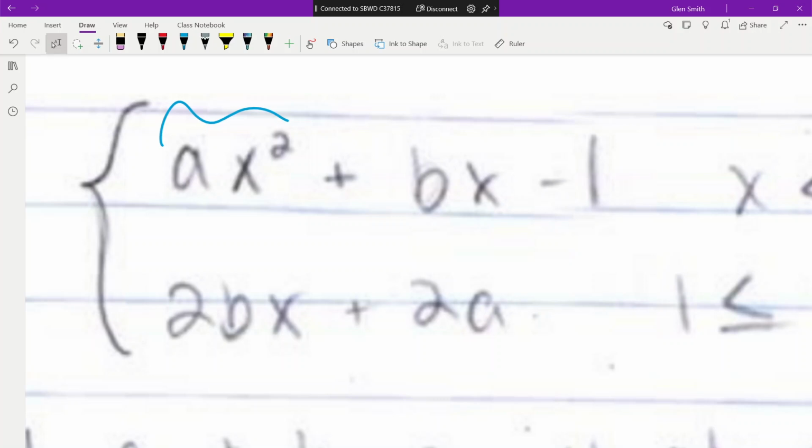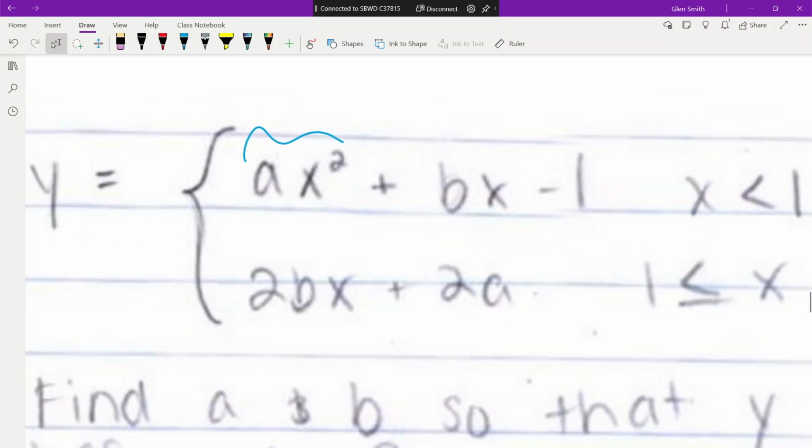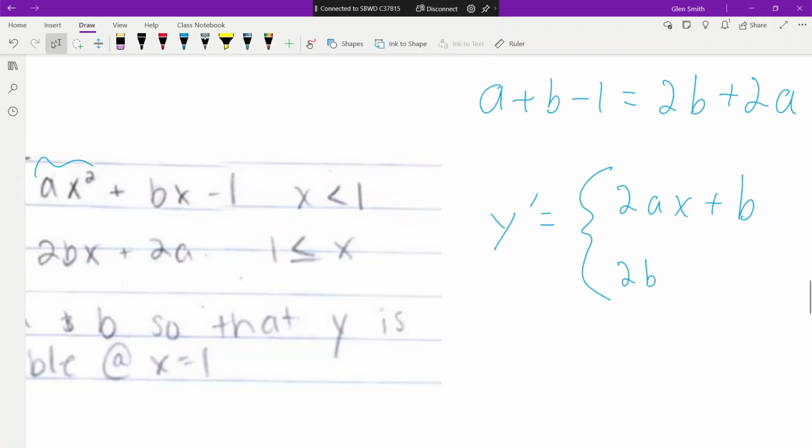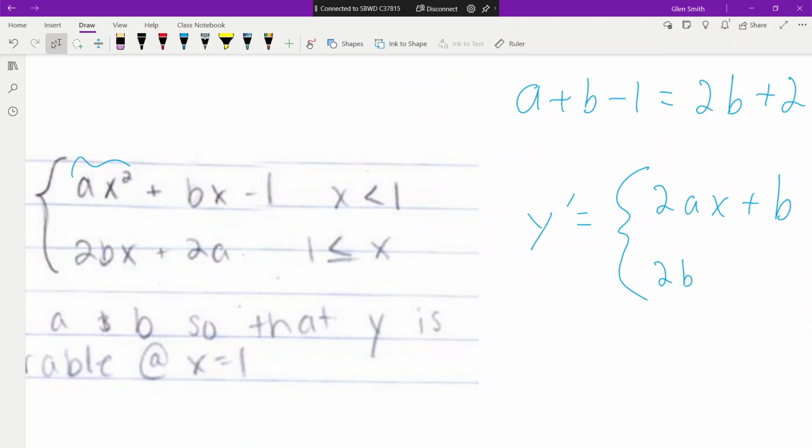The suspense is killing us. It's not 2b plus 2. It's just 2b. Sorry. Okay? But that's a common mistake. Kids derive 2a to get 2. a is just a number. All right? So the derivative of 2a is just 0.